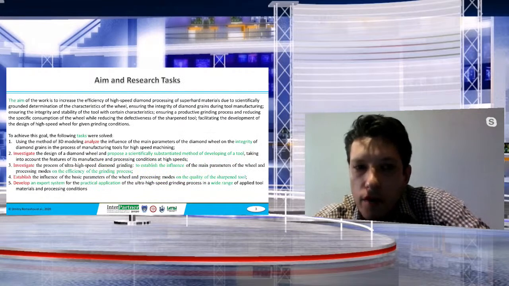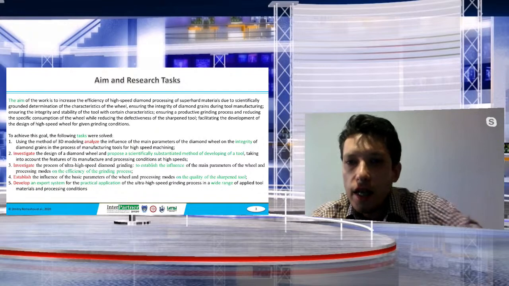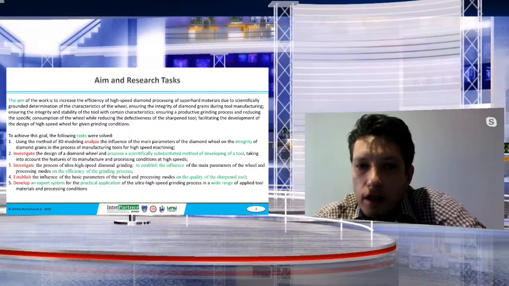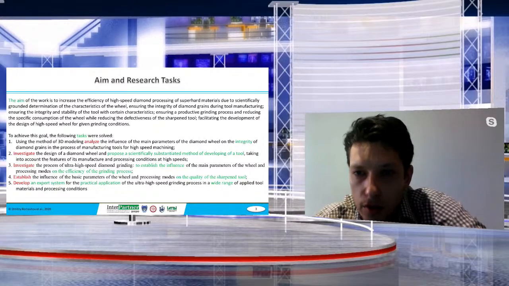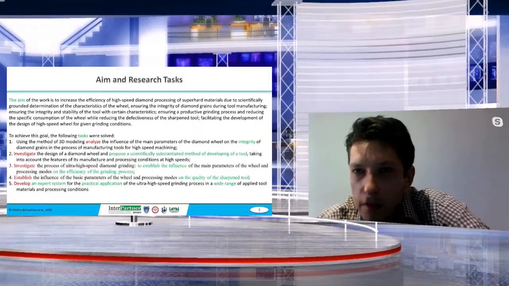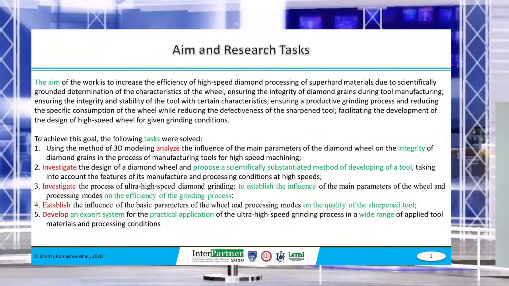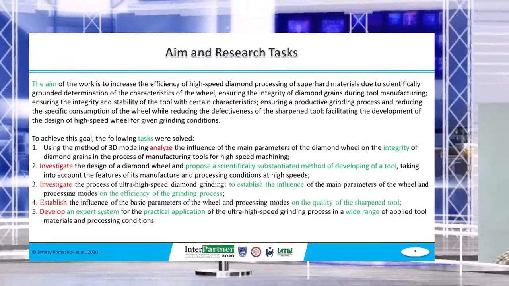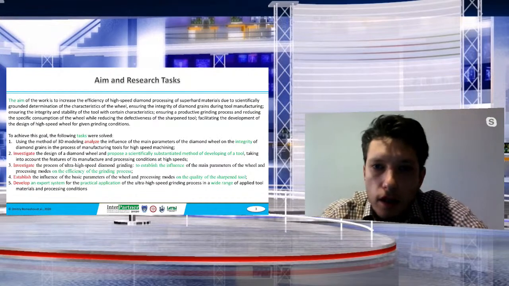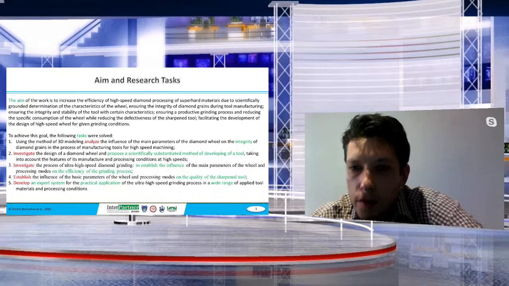The aim of the work is to increase the efficiency of high-speed diamond processing of superhard materials through scientifically grounded determination of the characteristics of the grinding wheel. To achieve this goal, the following tasks were solved. I will highlight a few. We are using 3D modeling to analyze the influence of the main parameters of grinding wheels, of processed materials, and the regimes of processing. We also have the correlation between 3D modeling and our experimental data.